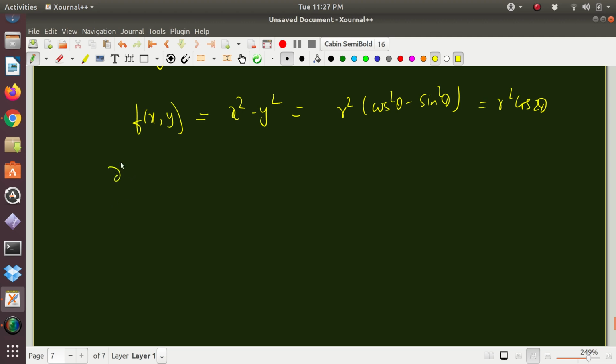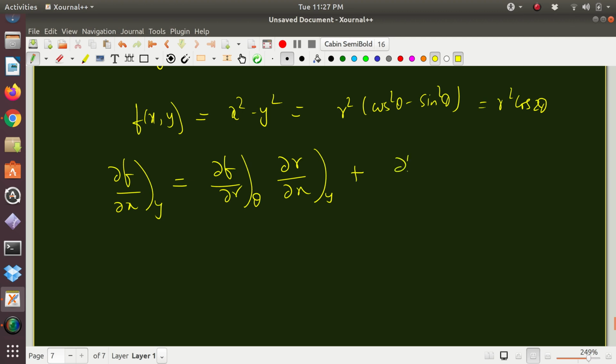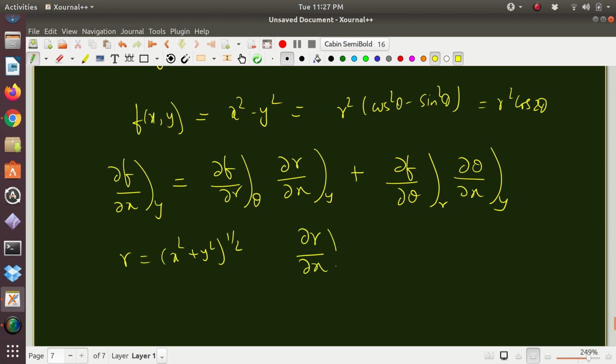Let me do df dx at constant y from this representation, which is partial f partial r at constant theta times partial r by partial x at constant y plus partial f partial theta at constant r times partial theta partial x at constant y. Now we know what r is: x squared plus y squared to the power half. So we can calculate partial r partial x at constant y, which is nothing but 1 over 2 times 2x upon x squared plus y squared whole to the half.